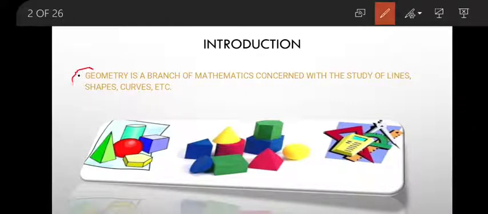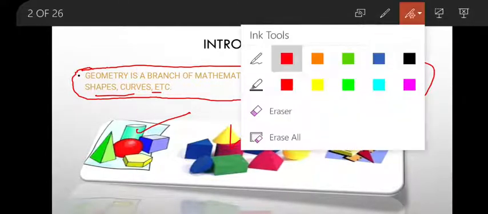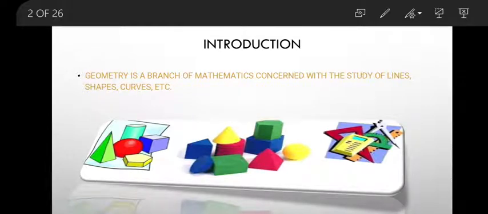Introduction. Geometry. Geometry is a branch of mathematics concerned with the study of lines, shapes, curves, etc. Geometry is a separate branch of mathematics which covers the study of lines, shapes and curves. As you can see, there are many types of shapes given in the figure. This is the introduction, or we can say this is the definition of geometry. You can note it down in your notebook.